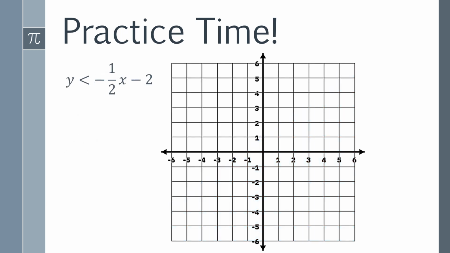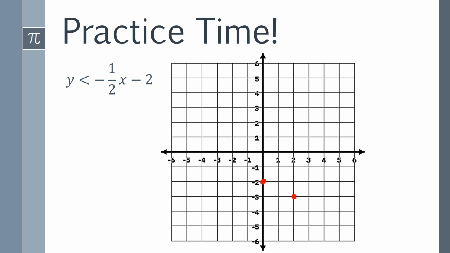All right, let's try another one. Go ahead and you try this one, and then we'll come back and we'll work on it together. Okay. So our y-intercept, right, is -2. So we're going to go to -2. And then we're going to go down 1 over 2. So I'm going to be right here with this.